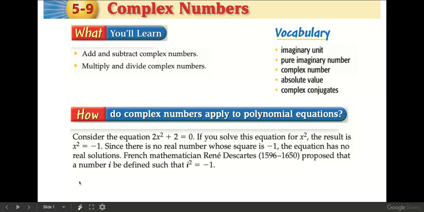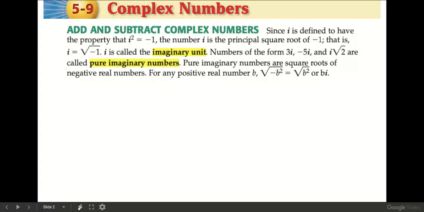So this is where the imaginary unit comes in, right? So we're going to start to talk about the imaginary unit i. So adding and subtracting complex numbers. Since i is defined to have the property that i squared equals negative 1, then the number i is the principal square root of negative 1. That is, i equals the square root of negative 1.